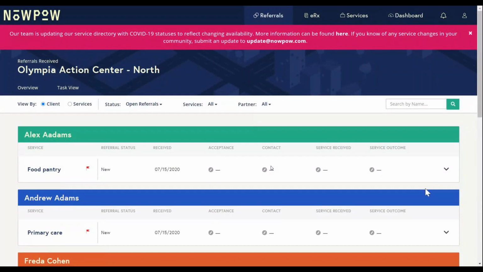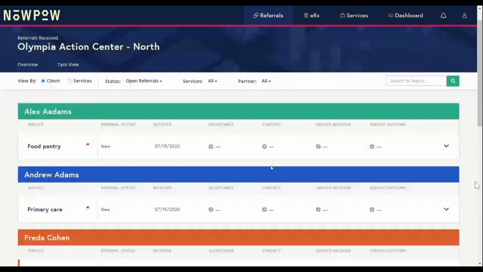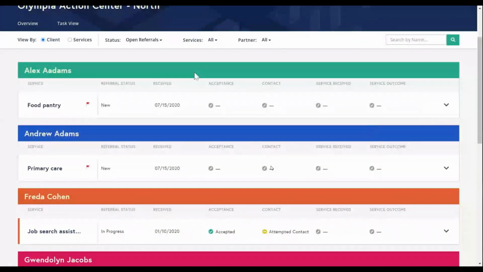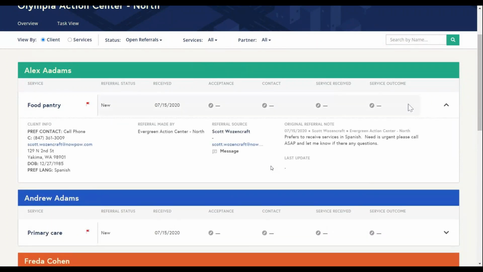So on your main screen for your referrals, you would have all of your patients here. And let's say, for example, you received a referral for Alex Adams for a food pantry. Your person on your end would be able to go in, see all of Alex's information, see who it was made by, who the referral source was, be able to send a message. And in this case, Scott sent me this referral. And then you would also be able to leave a referral note. So this one says they prefer services here in Spanish. Need is urgent. Please call ASAP and let Scott know if there's any problems.